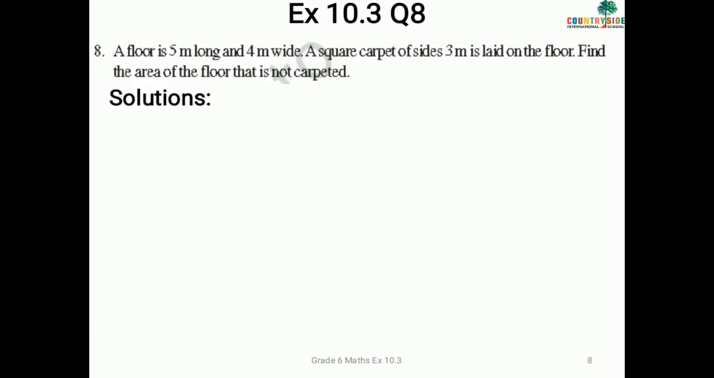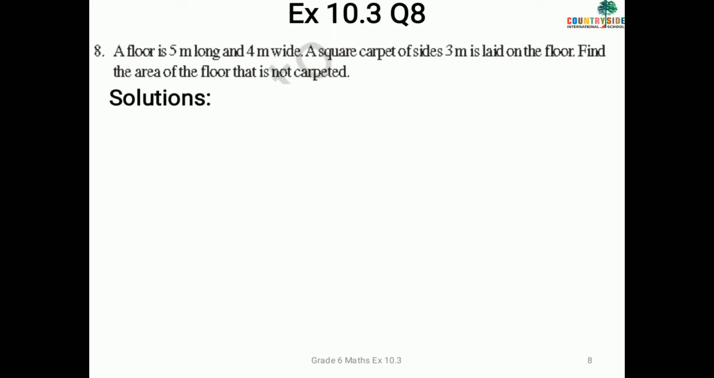Question number 8 is also a simple question and it is very interesting. So first of all, read the question. A floor is 5 meter long and 4 meter wide. That means length and breadth are given to you. A square carpet of size 3 meter is laid on the floor. Okay. Find the area of the floor that is not carpeted.